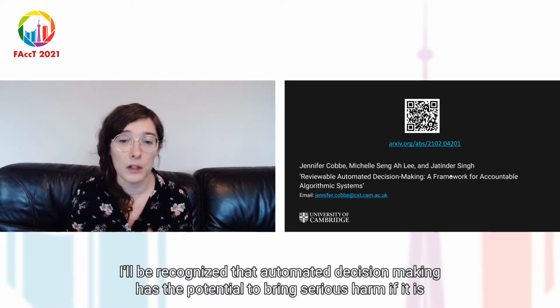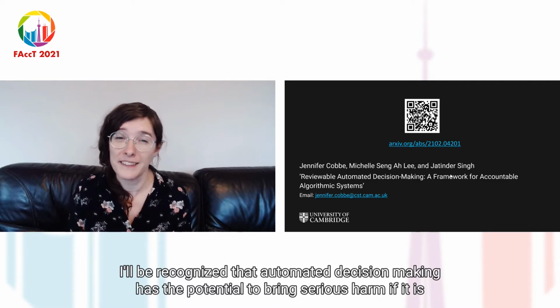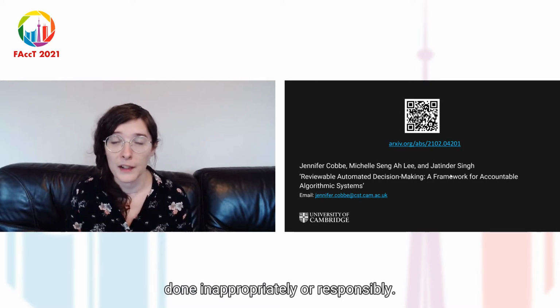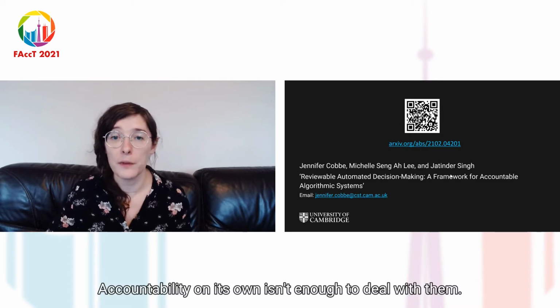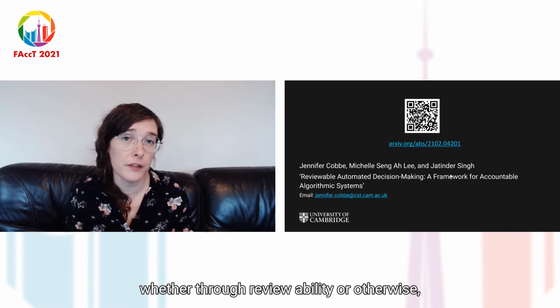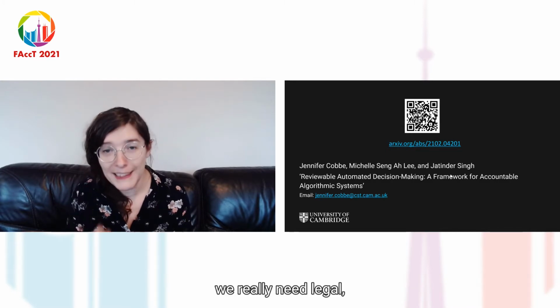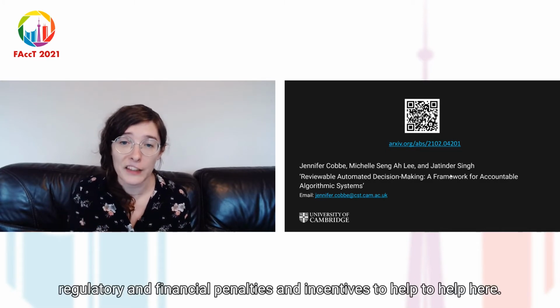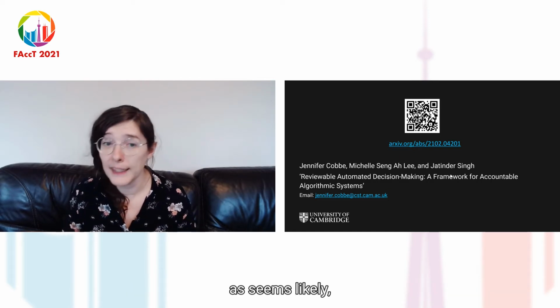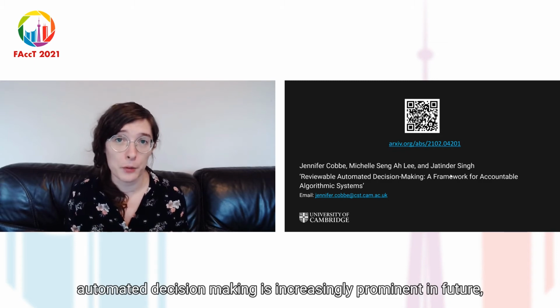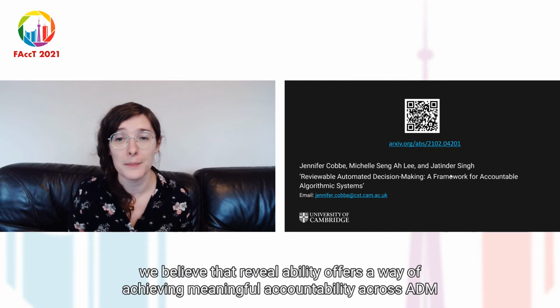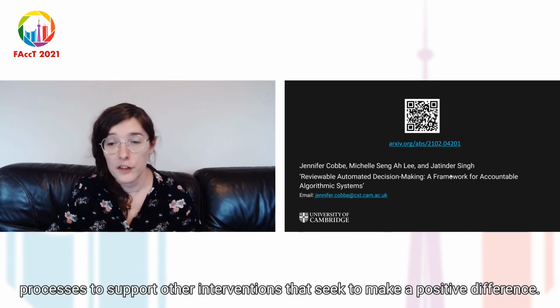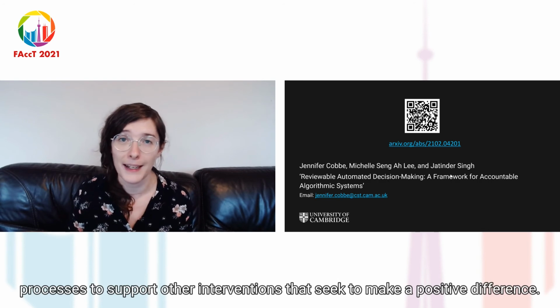And we recognise that automated decision-making has the potential to bring serious harm if it is done inappropriately or irresponsibly. Accountability on its own isn't enough to deal with many of these issues, whether through reviewability or otherwise. We really need legal, regulatory, and financial penalties and incentives to help here. But if, as seems likely, automated decision-making is increasingly prominent in future, we believe that reviewability offers a way of achieving meaningful accountability across ADM processes to support other interventions that seek to make a positive difference.